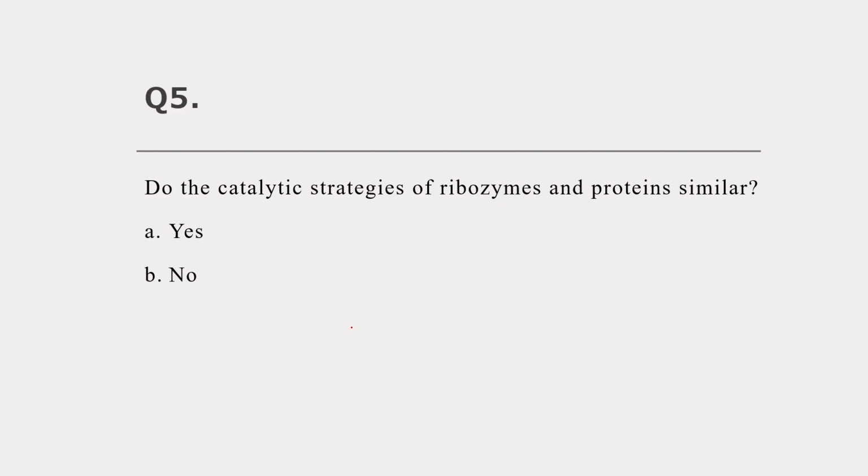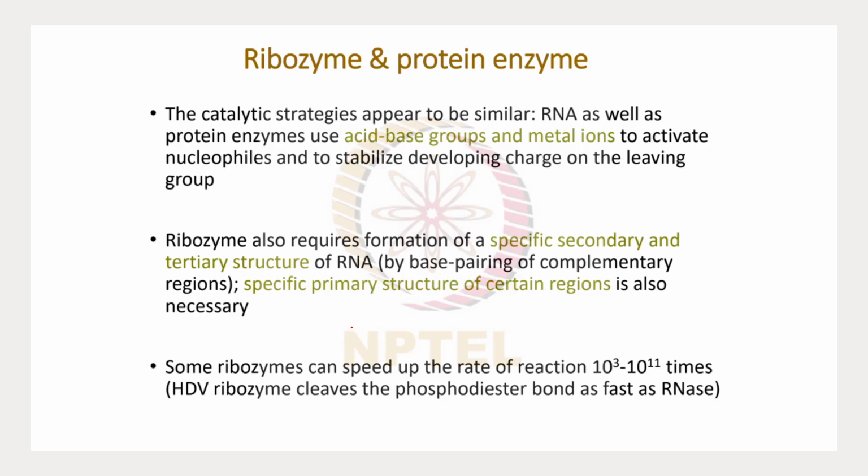Okay, I got a lot of answers saying A, that is yes. You all think that it's yes. That means the catalytic strategies of ribozymes and proteins are similar. So let's see. They appear to be similar. It's true. RNA as well as protein enzymes use acid-base groups and metal ions to activate nucleophiles and to stabilize developing charge on the leaving group. This is the whole process of catalysis.